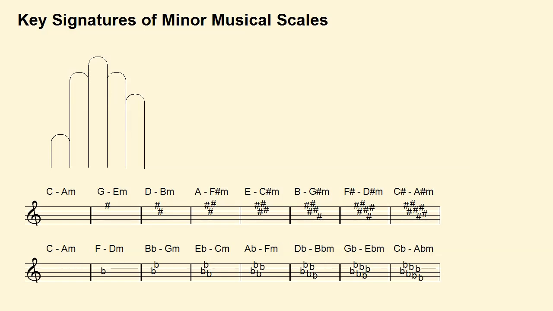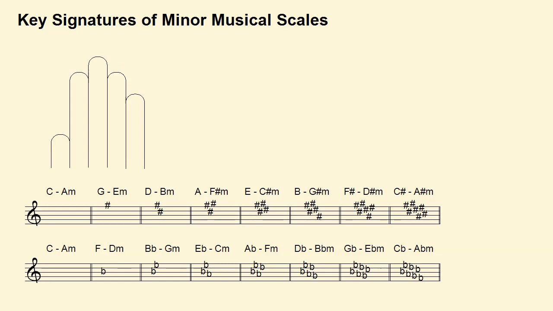Thus, for example, if an ascending fifth count is made from the tonic A of the A minor scale, we obtain that the E minor scale has a sharp on the note F. A, B, C, D, E.